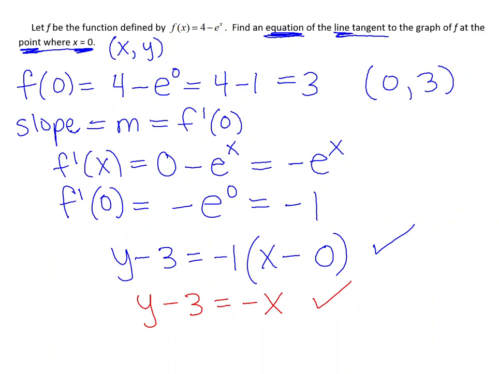Often, people also like to put their answers of equations of lines in standard form, where the x and the y are on the same side. So if we add x to both sides and add 3 to both sides, we end up with the standard form x plus y equals 3. Also an acceptable answer. Now notice the extra work I had to go through to get one of these new forms. You are always allowed to stop once you've plugged it into point-slope form if it's free response.